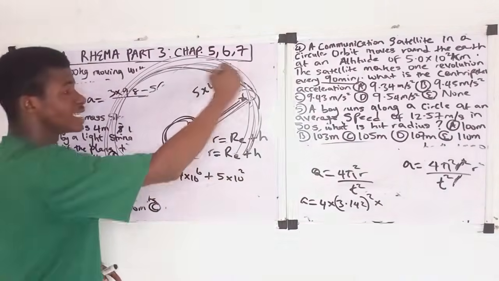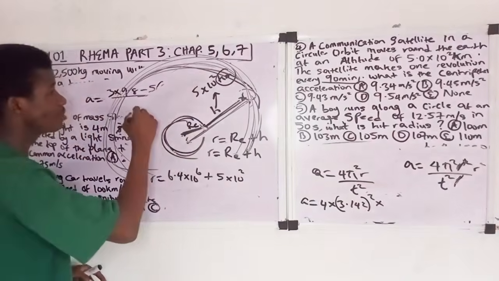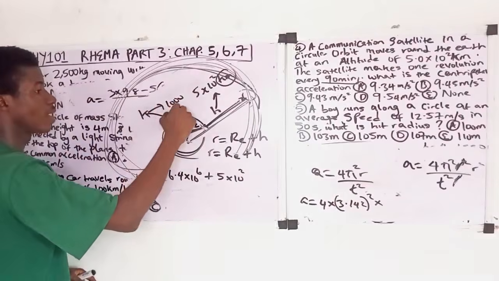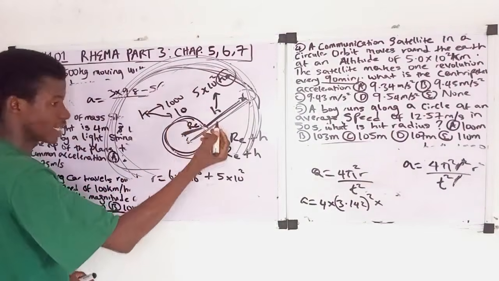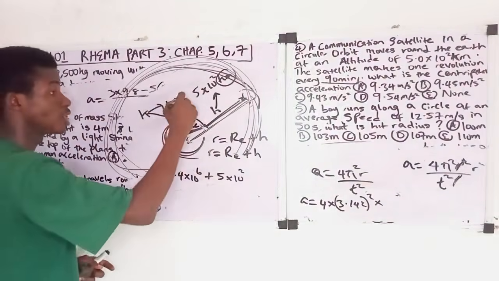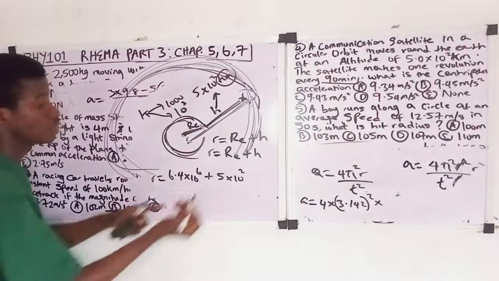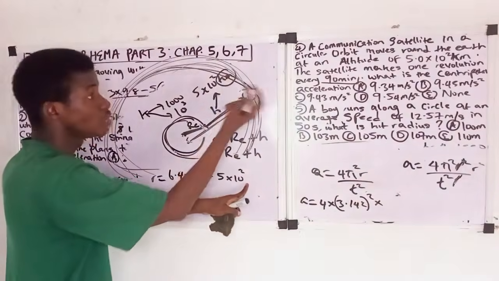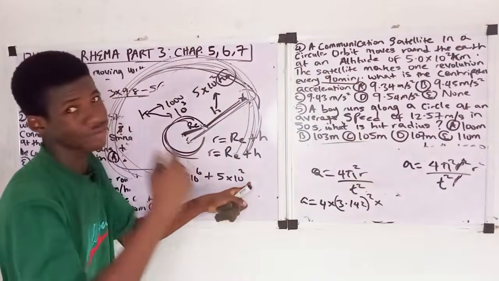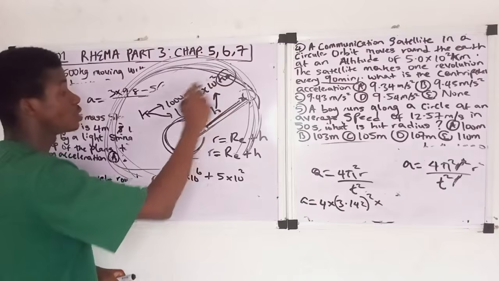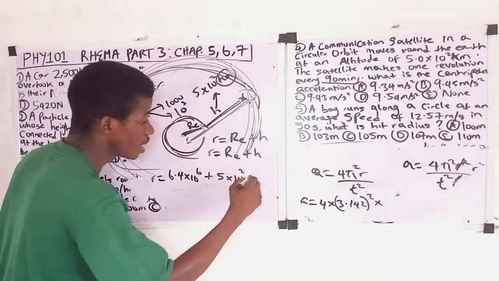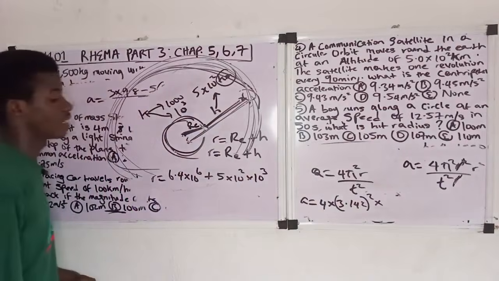Now don't forget that there's a kilometer here, right? Kilo is what? It's 1,000, or 10 raised to the power 3. Since it's kilometer, I need to convert it to meter, right? So kilo means 1,000 or 10 raised to the power 3, so times 10 raised to the power 3, right?